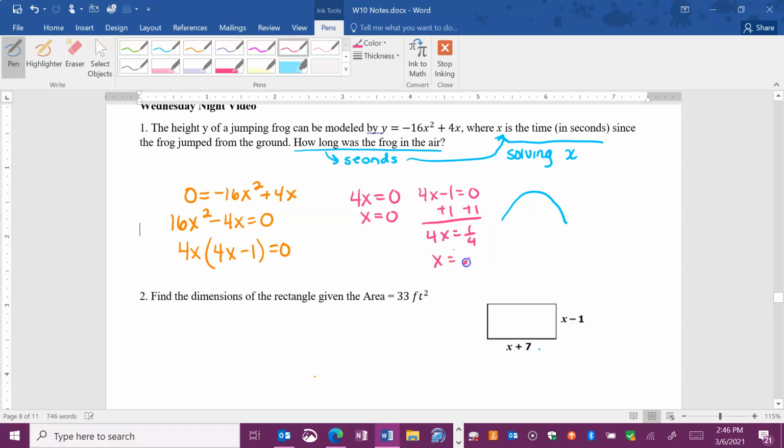1/4 is 0.25. So what we know is that when the frog jumped, he was at 0 height and 0 seconds. And when he landed, it was at 0.25 seconds later. So that time lapse from 0 to 0.25 is 0.25 seconds.